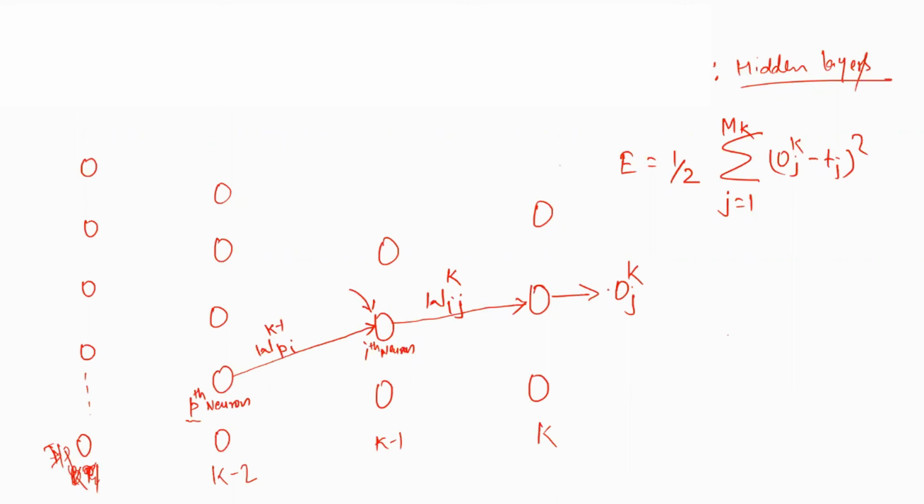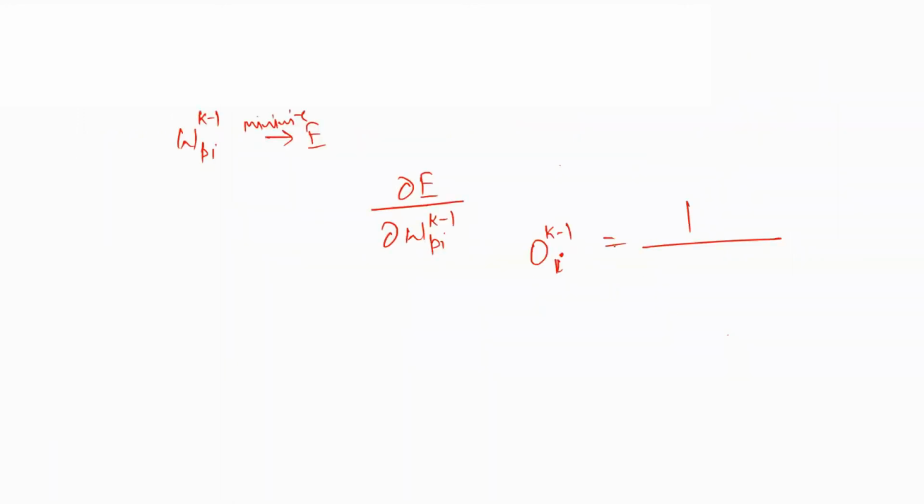So this output I am talking about is given as 1 by 1 plus e to the power minus theta of the ith neuron in the k minus 1th layer, and this theta I k minus 1 is given as the summation of W P I in the k minus 1th layer into the output of the pth node in the k minus 2th layer. This will actually be the input in the k minus 1st layer, and that's why the output from the pth node in the k minus 2nd layer will be the input for the ith node in the k minus 1st layer, and that's why the theta value is given like this.